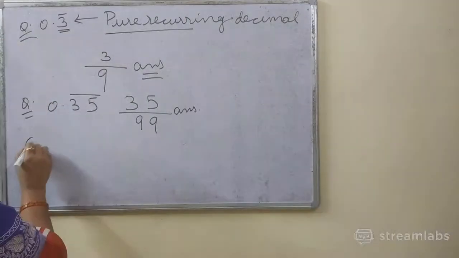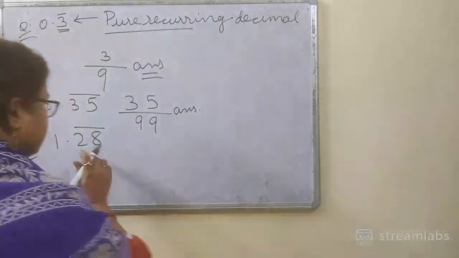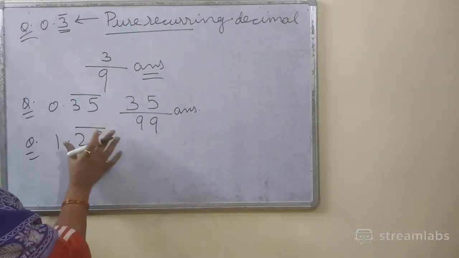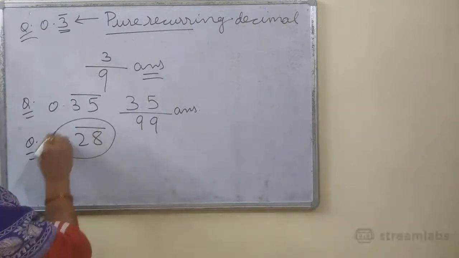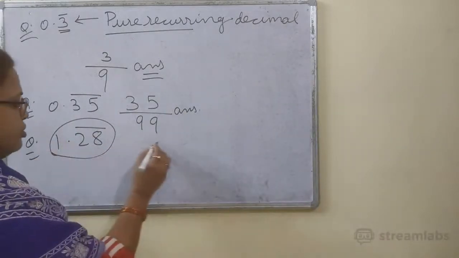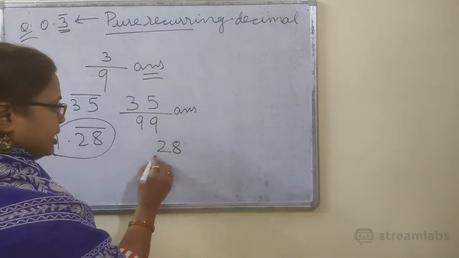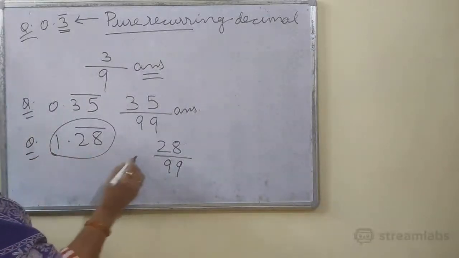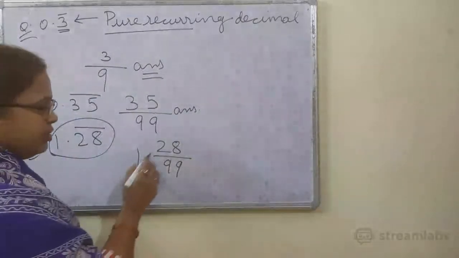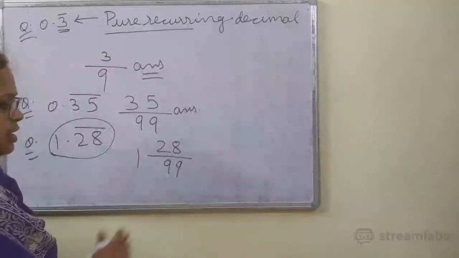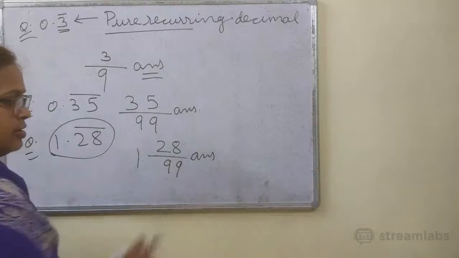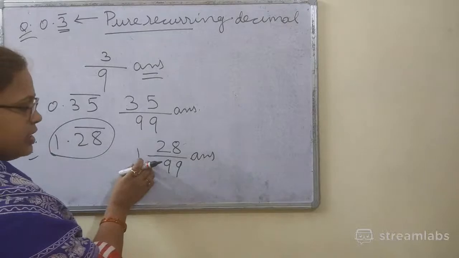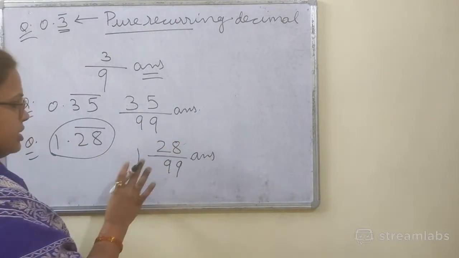35. Because in the decimal part all the numbers are repeating. This question, then how will you write it? Again you will write simply 28 by 99. What will you do with this 1? You will write 1 here. So 128 by 99. This will be the answer. Clear? I hope it is clear. So whenever any number is written as a whole number, you will write it here, then 28 by 99.